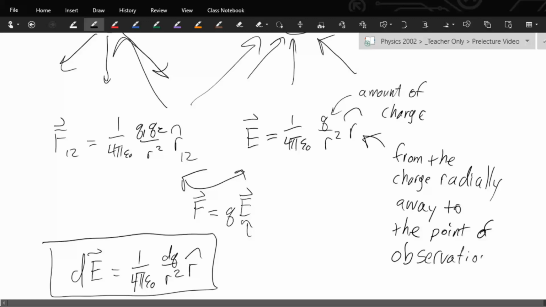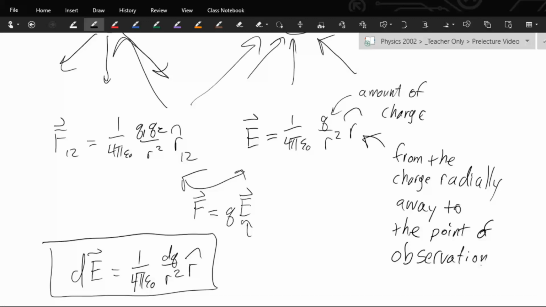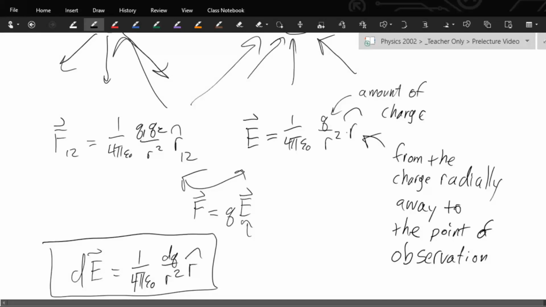So let me talk about what I mean here. Radially away from the charge to the point of observation means if I want to find what the electric field is somewhere, that unit vector r hat is pointing from where the charge that's producing the electric field is to where I want to find the electric field.